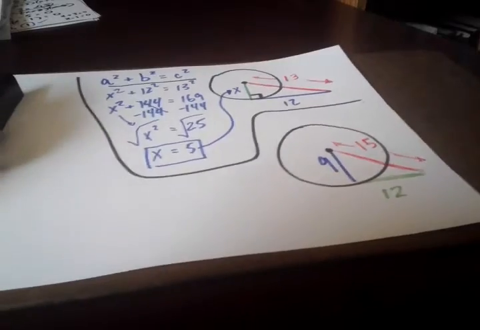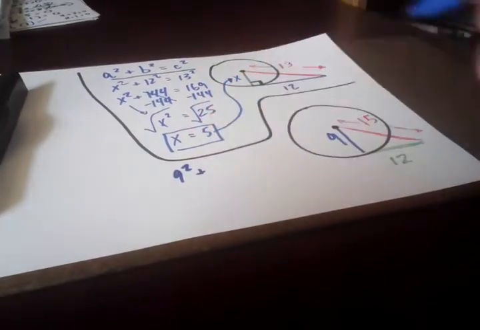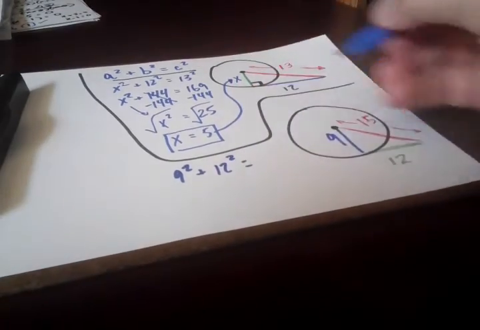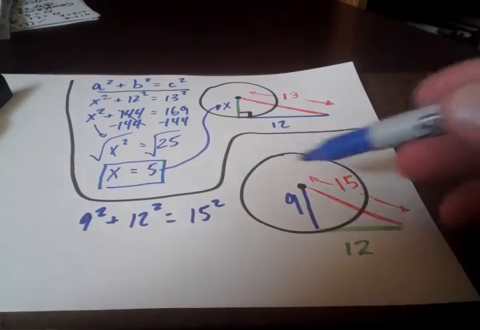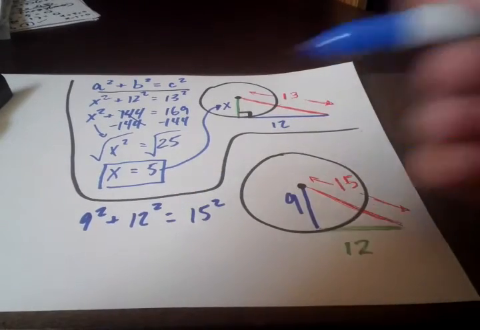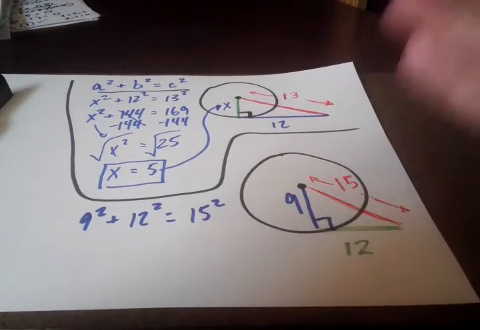So up there I have, let's say, 9 squared plus 12 squared equals 15 squared. Okay, so we don't have a variable here because they gave us all three sides. So if it equals, it will be tangent, right? Because if it equals, it's a right triangle. If it doesn't equal, then it won't be tangent.